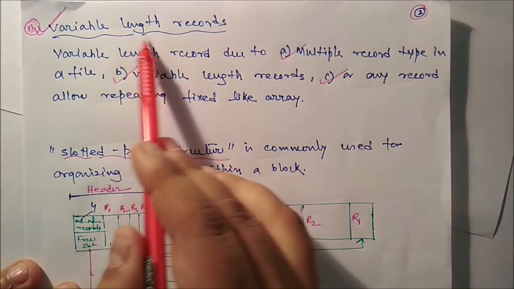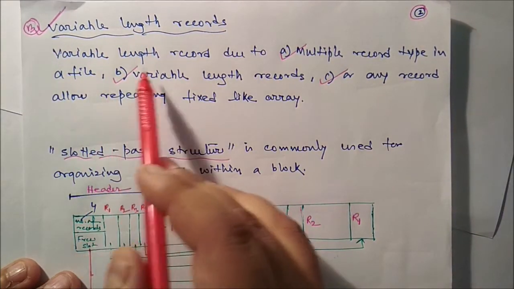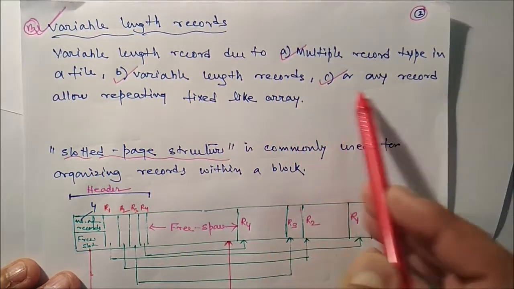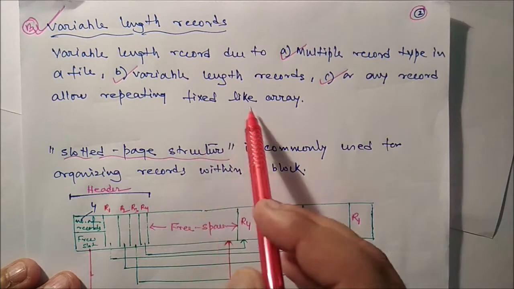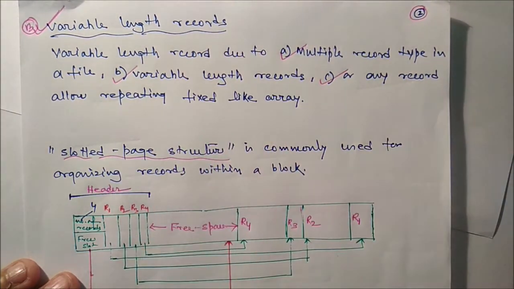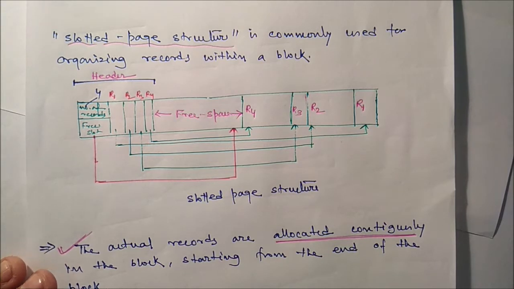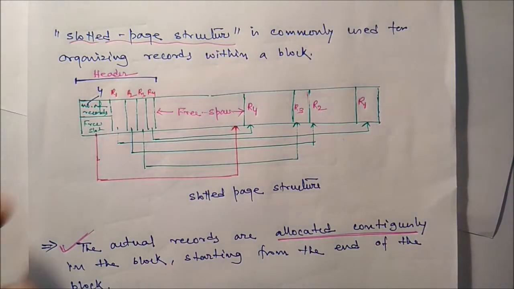Next is what? Variable length records. Now variable length records, due to multiple record types in a file, variable length records or any record allow repeating fields like an array. Now this is what, how to handle variable length records. Now you can see in the previous case, all the records are of fixed size. Okay, the record sizes are fixed, so it is no problem. But it may be possible that record sizes are not fixed.